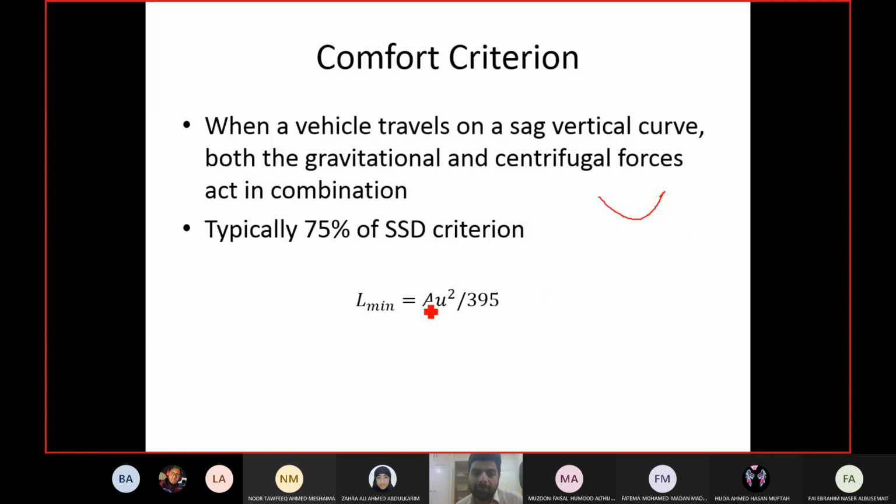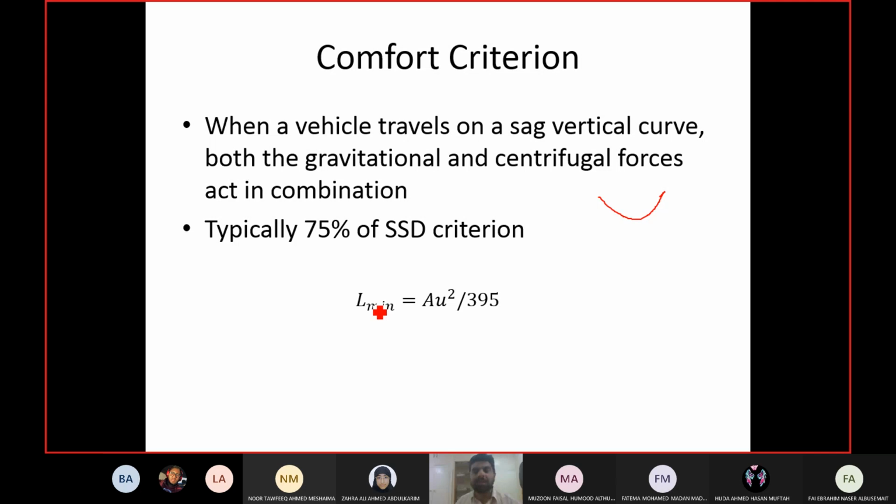Okay, so the equation for comfort criteria is this one. The minimum length of the curve should be A U squared upon 395. U is the velocity, A is the absolute difference in gradient, g2 minus g1. Velocity will be in kilometers per hour, L will be in meters, and A will be in percentage. So if it is 5%, you will put 5 here. If it is 7%, you will put 7 here, and so on. The same thing which I explained to you yesterday as well. Normally, comfort criteria gives you a smaller length than the sight distance criteria.